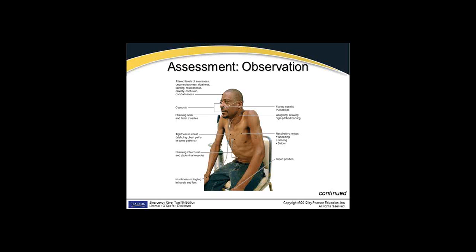They may have coughing, crowing, or a high-pitched barking sound. High-pitched barking sound is very common with kids. Straining of the neck and the facial muscles. Cyanosis, and this is an African-American gentleman. Cyanosis may not be immediately seen on a person with darker skin tones, but remember, if you look inside the mouth and often at the nail beds, you can start to detect this.